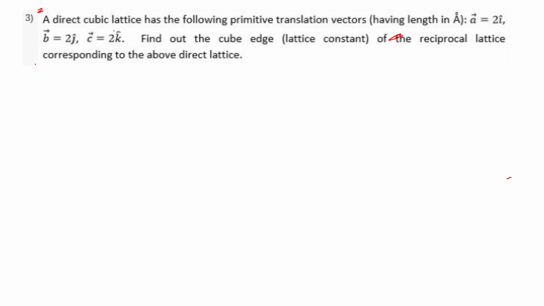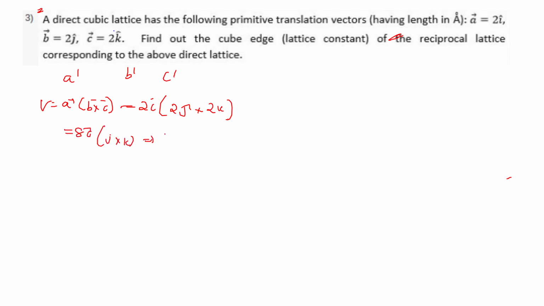So here what we have to do is find the reciprocal lattice, the same kind of question, only this time with this one. A dash, B dash and C dash we have to find. So V is equal to A dot B cross C. Okay, so 2i into 2j cross 3k. So it will be like 12 i into j cross k. So volume will be 12. Okay, that is the volume of the direct lattice. Now you have to find A dash in the same way, and similarly B dash and C dash.